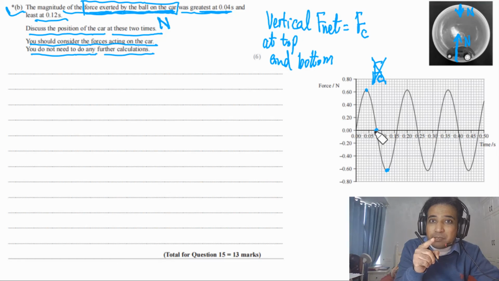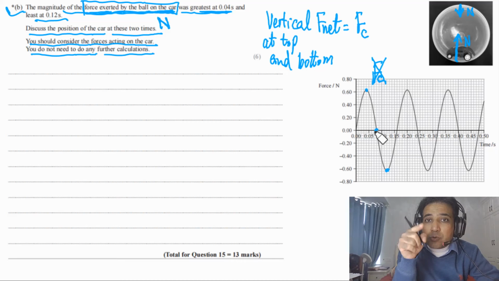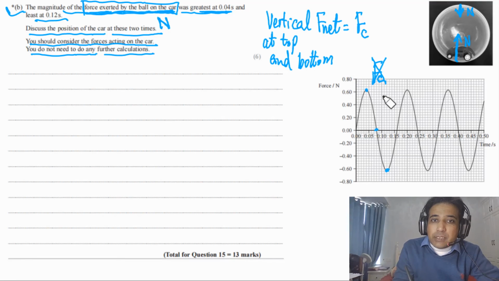If you say this is centripetal force, it means centripetal force is 0. So it means the car cannot go in a circle. So this is not centripetal force. This graph is for vertical F net. Now let me explain a little bit why vertical F net at this point is equal to 0.